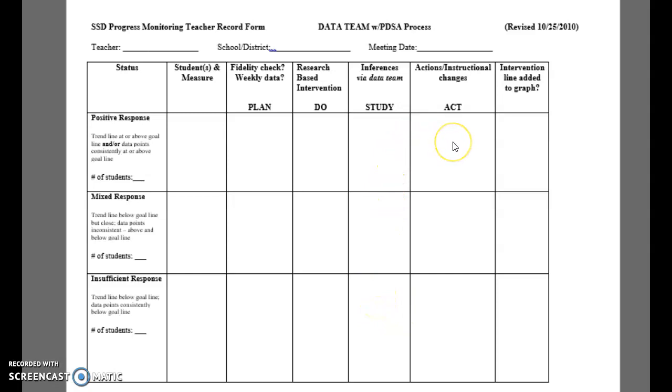Next, we move on to our act. This is where we record any adjustments that we'll be making moving forward. And then we want to make sure we're adding a new intervention line to our graph to let us know that we made some changes this time around.